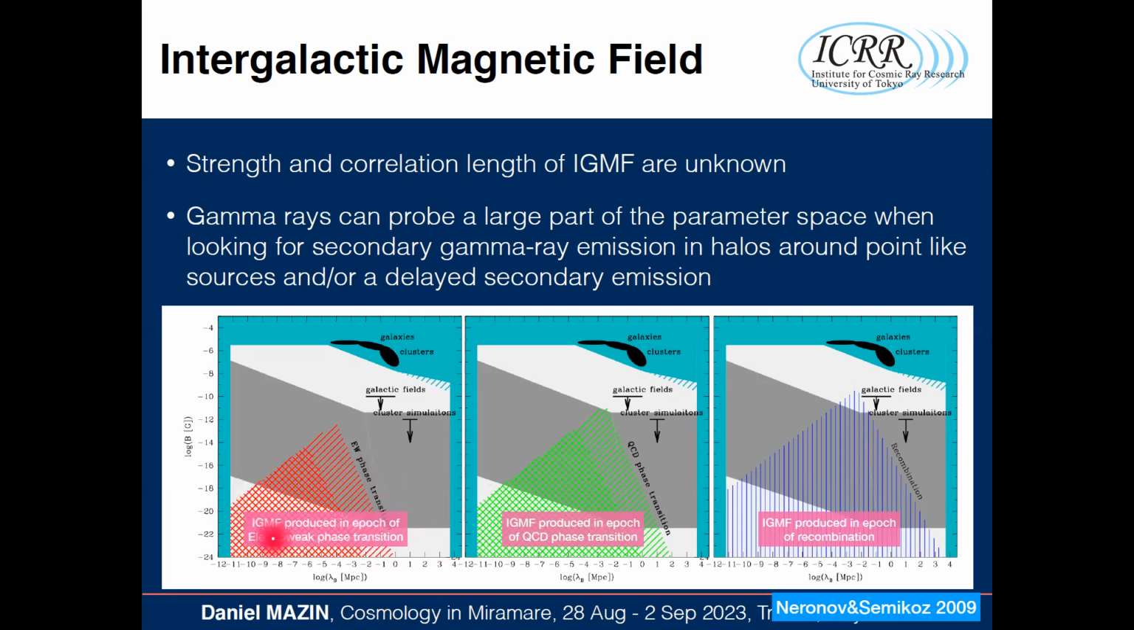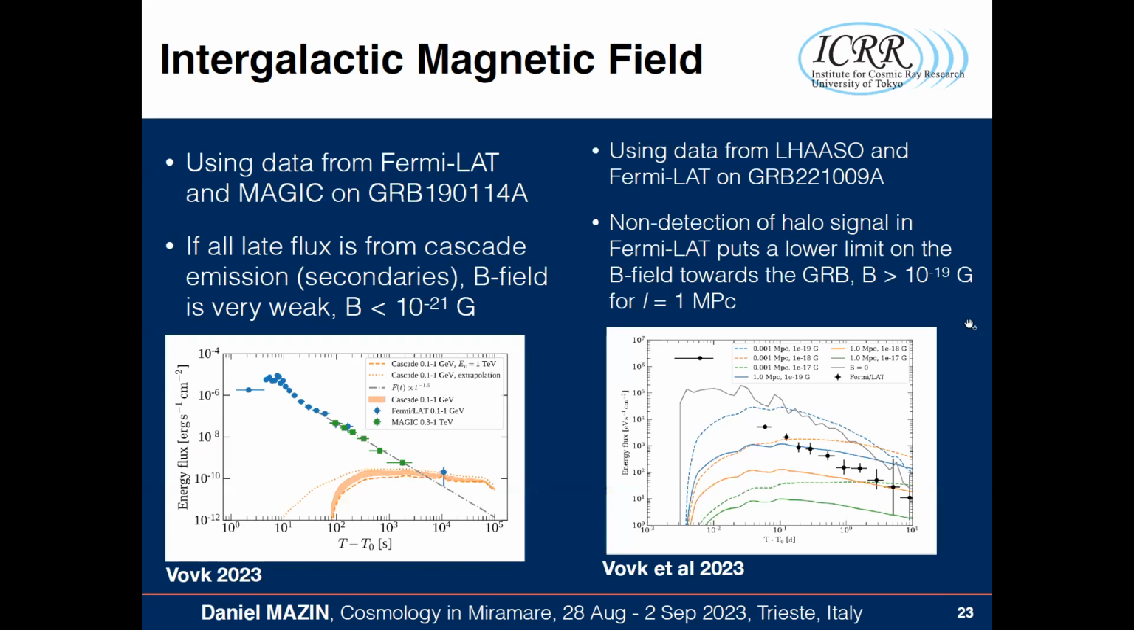And then, depending on the production mechanism of this IGMF, you may find the extragalactic magnetic field in this range, or here. And there are now two studies, just to give you an idea of what you are getting. This very recent work uses data from GRB 1901, 14, whatever, in gamma rays. This is the gamma ray signal from this gamma ray burst as a function of time. The gamma rays, the flux, are decaying with time.